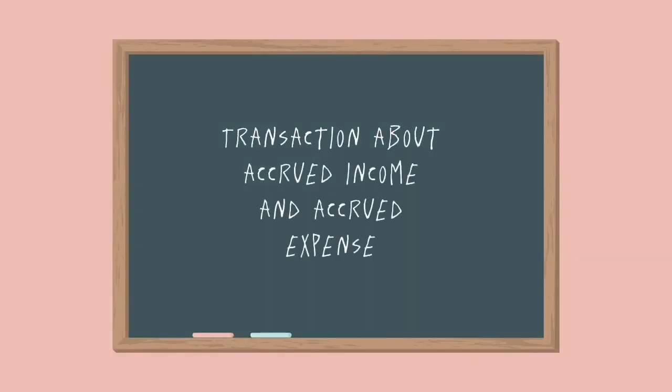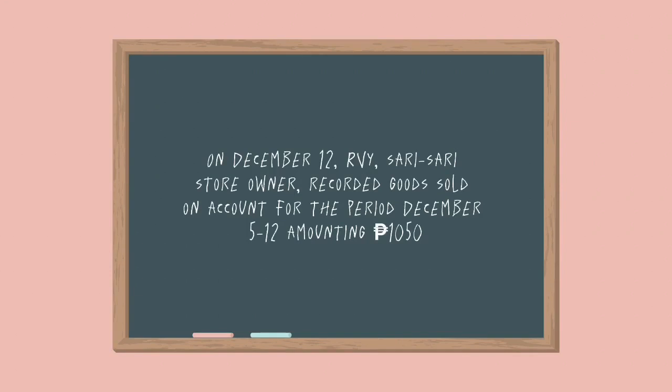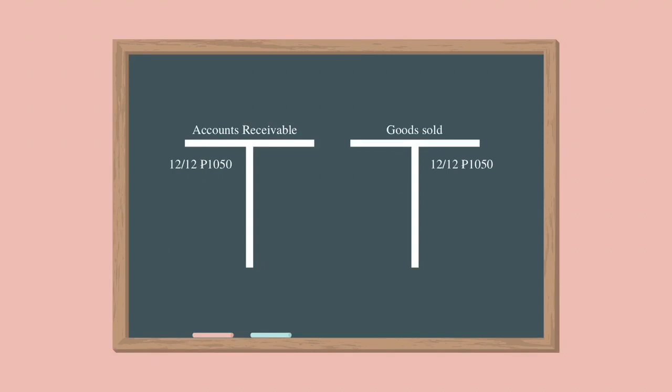Transaction about accrued income and accrued expense. On December 12, RV, a sari-sari store owner, recorded goods sold on account for the period December 5 to 12 amounting to 1,050 pesos. In this transaction, our first entry is accounts receivable as well as our debit entry.